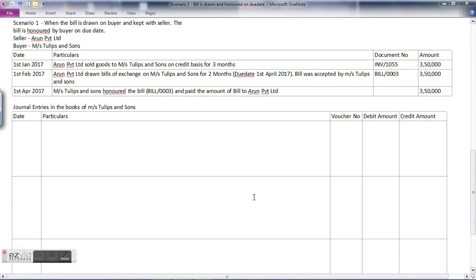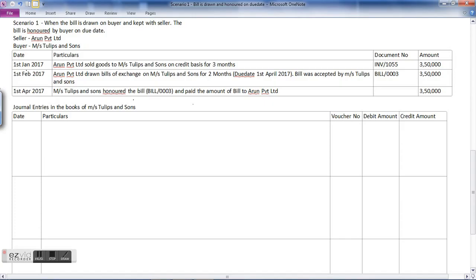Now this is the same example. We'll pass the entries in the books of Messrs. Tulips and Sons. So on 1st Jan 2017, Arun Private Limited sold goods to Messrs. Tulips and Sons on credit basis for 3 months, 3,50,000. Then Arun Private Limited has drawn the bills of exchange on Messrs. Tulips and Sons for 2 months, and the bill was accepted by Messrs. Tulips and Sons. So this is the second transaction. Then the third is Messrs. Tulips and Sons honored the bill on the same date.